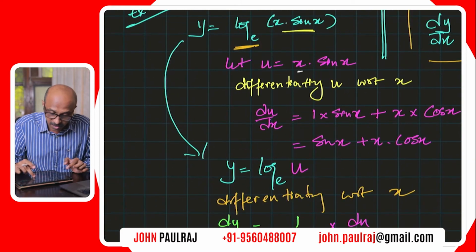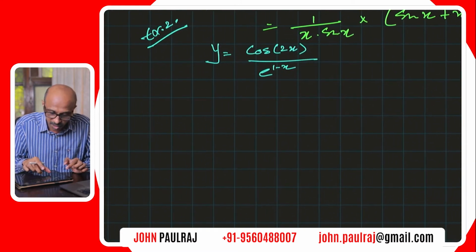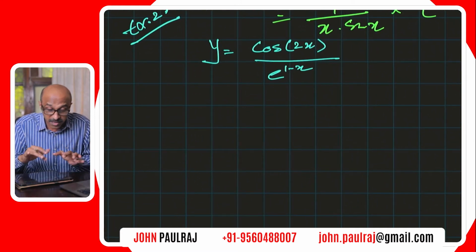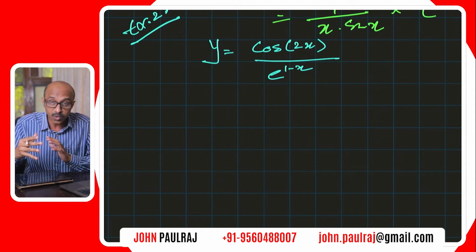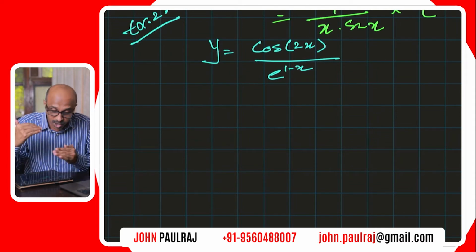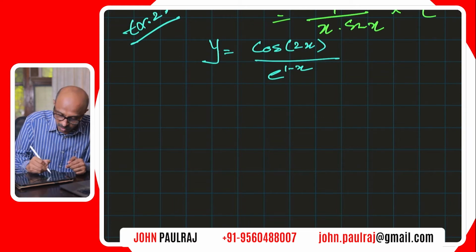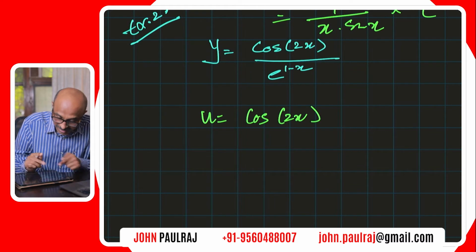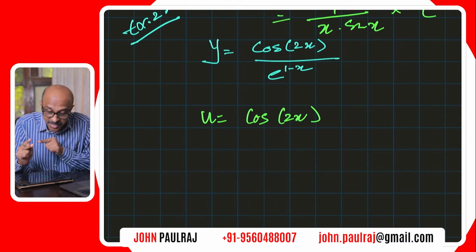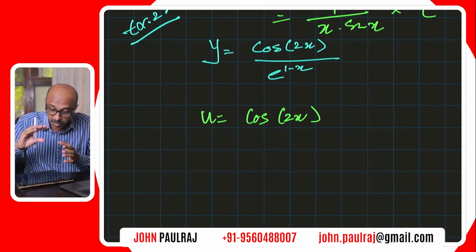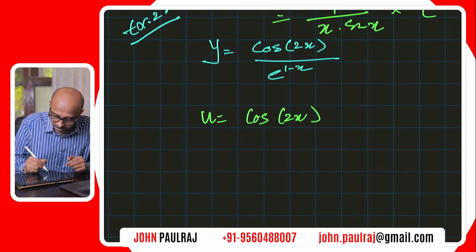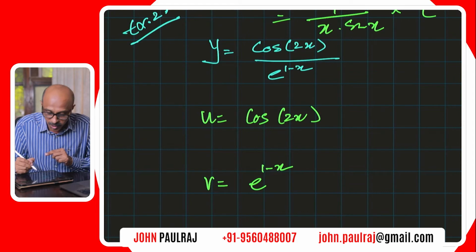All right, let's take another question with this kind of combination of chain rule and the quotient rule. Look at this question. This is a quotient rule. At the outset, it's a quotient. But if you identify a u and v, the numerator is cos of 2x. That's a composite. It's not the direct rule of cos of x. It's a composite. This is cos of 2x. And the v is e to the power of 1 minus x. That's another composite. Isn't it interesting?